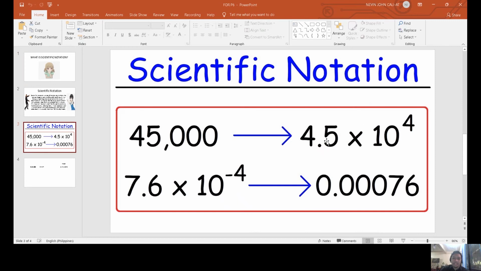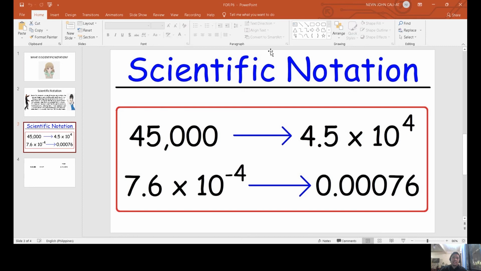This is the scientific notation of 45,000, on the right side. And the scientific notation of 0.00076 is 7.6 times 10 raised to negative 4.